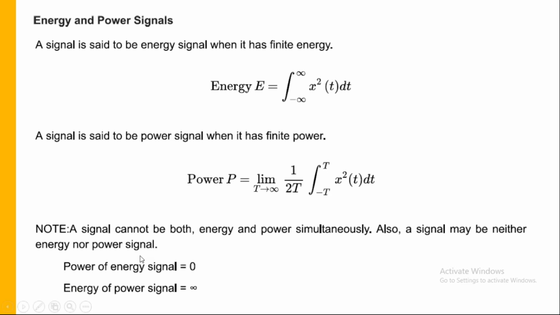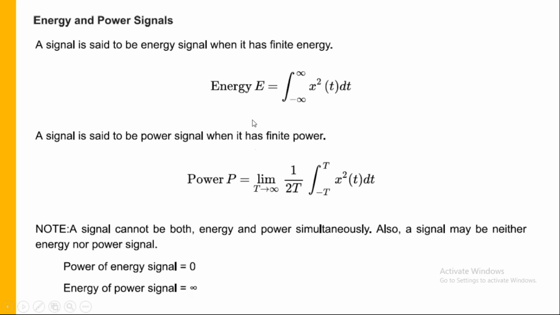Now if you calculate the power of an energy signal, try to understand. The power of an energy signal is 0. You use this equation. When you calculate the power, you have to take the limits like this and apply the limit as T tends to infinity. When T tends to infinity, what is 1 by infinity? It is nothing but 0. So the power of an energy signal is 0.